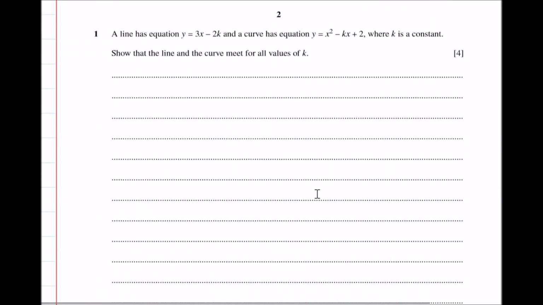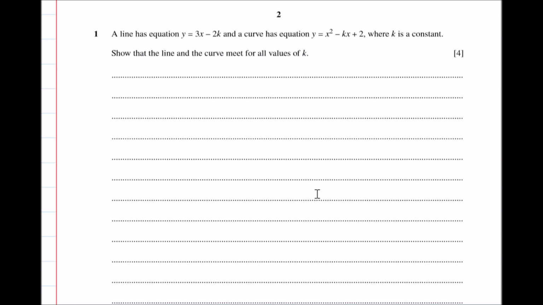Here is the first question. It says a line has equation y equal to 3x minus 2k and a curve has equation y equal to x square minus kx plus 2, where k is a constant. Show that the line and the curve meet for all values of k. So, what does it mean?